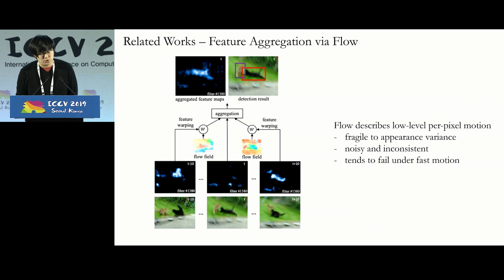Many previous works use optical flow to enhance the features of degraded images. This is an intuitive choice, as optical flow is a natural representation for the motion in video. But optical flow has its limits, since it mainly describes low-level, pixel-wise motion. Low-level vision cues are fragile to appearance changes, and the pixel-wise description is noisy and inconsistent. This causes flow-based feature aggregation methods to tend to fail under fast motion.